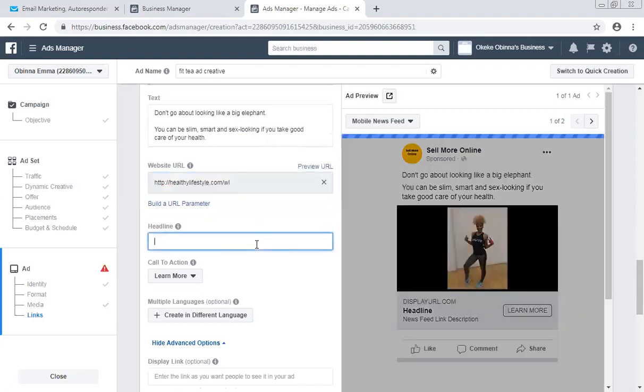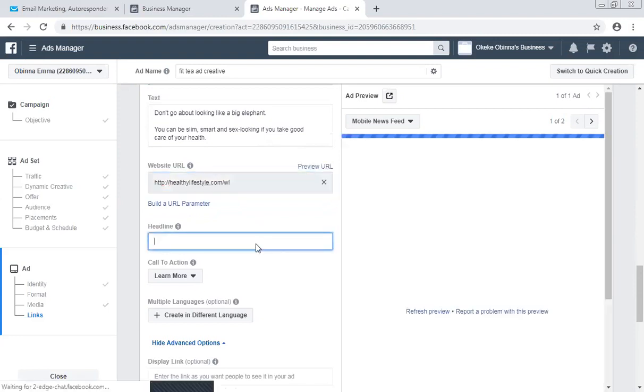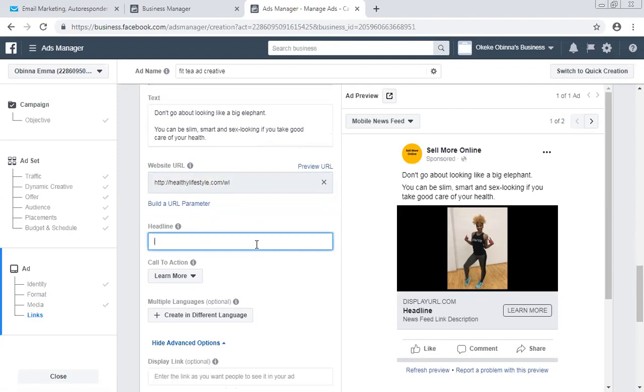Then your headline. Your headline has to be engaging. It has to be something that is attention grabbing. So, of course, you too can be fit. You too can be fit. I can use this as my headline.